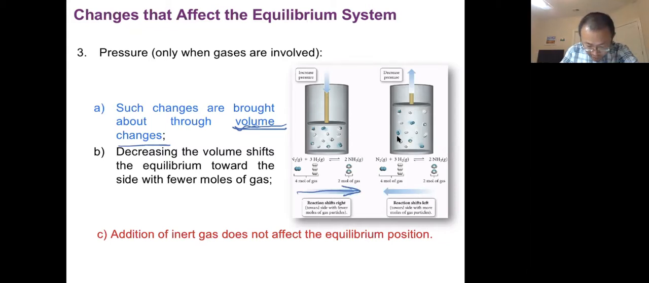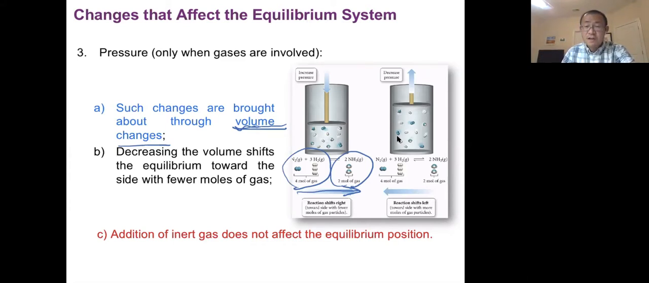Take a look at this reaction. On the left, there are 4 moles. On the right, there are 2 moles, because the coefficients on the left are 1 plus 3, and on the right it's 2. So if you increase the pressure, decrease the volume, the equilibrium will shift to the side with fewer gases, to the right in this case. Why? Because the right has fewer gases. To reduce the stress. The stress is that the volume is too small. I want to reduce that. I want to get less gas.